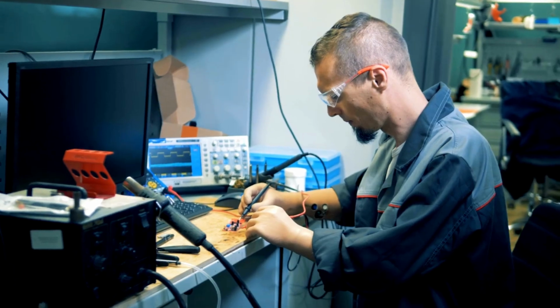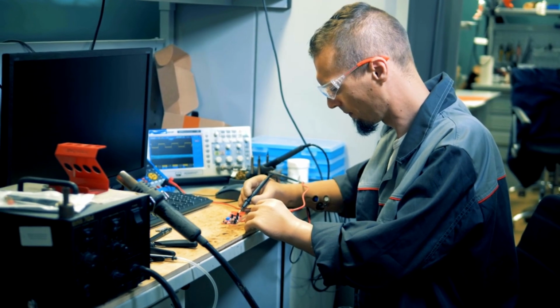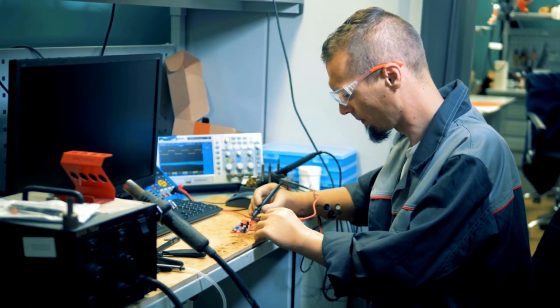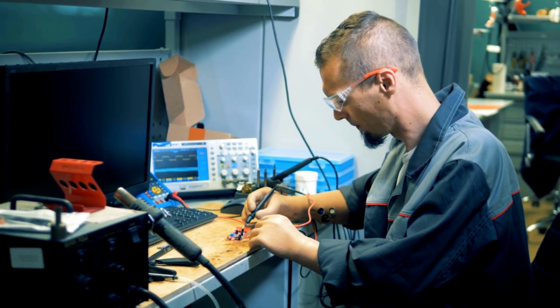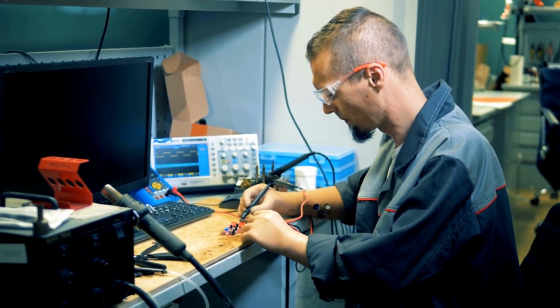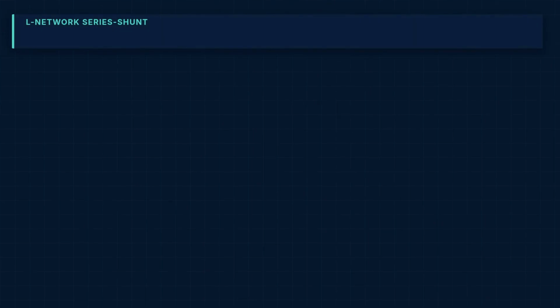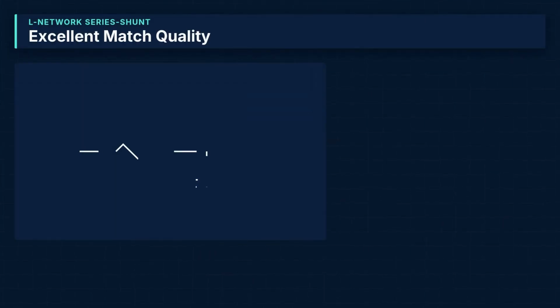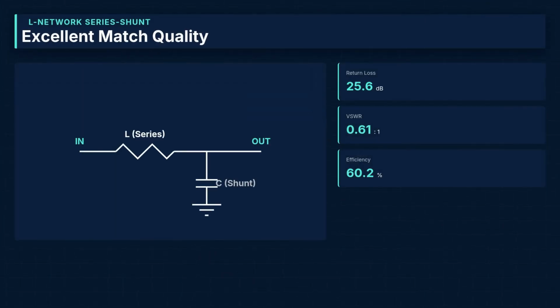Here's a practical example. With source impedance of 50 ohms, load impedance real of 75 ohms, load reactance of 10 ohms, operating frequency of 144 megahertz, and desired Q factor of 5. The calculator shows our network configuration is L-Network Series-Shunt with excellent match quality.